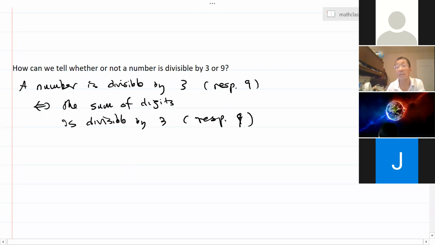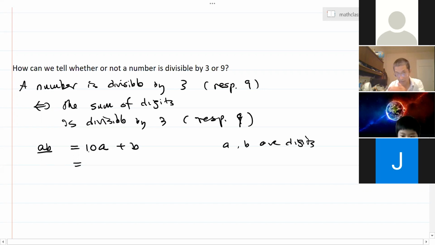Let's look at the number. It's easy to find an example, but let's find the reason. Take a look at a two-digit number. I'm going to use A and B to denote it, with an underline here. A two-digit number can be written as 10A plus B, where A and B are digits. Then I can separate 10 as 9 plus 1.